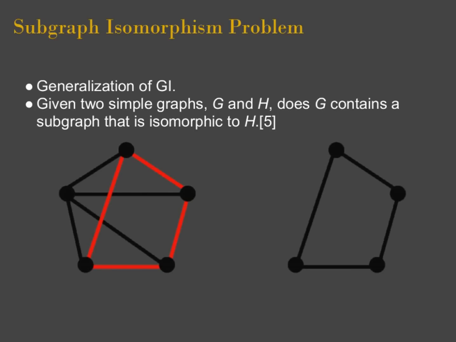The subgraph isomorphism problem is a different problem. You can sort of think of it as a generalization of the graph isomorphism problem. So given two simple graphs, G and H, does G contain a subgraph that is isomorphic to H? These two pictures illustrate that with the graph on the left and right here. You can see that the edges in red on the graph on the left form a subgraph that's isomorphic to the graph on the right.